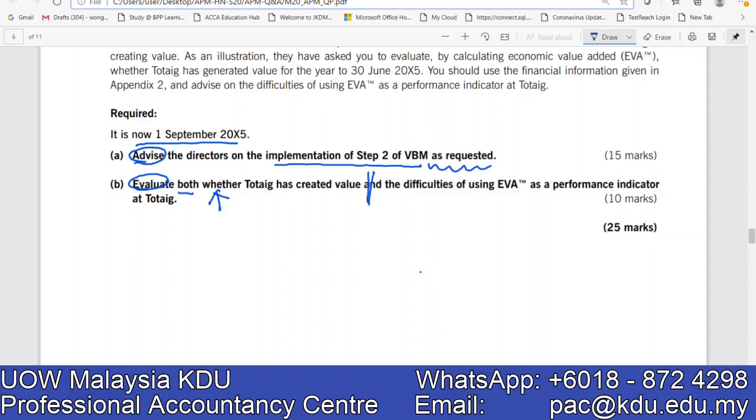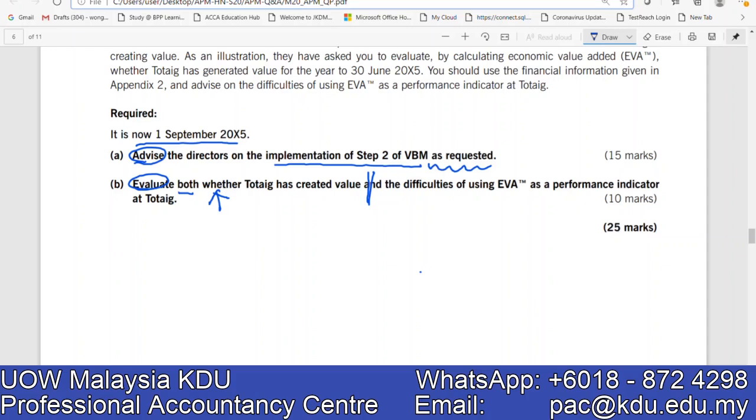Because I just say, when you see and, it means two tasks. The first task is here, whether T has created value. The two answers are, one, T has created value. The other answer is, T has not created value. Don't you think so? So I'm asking you, created or not created value? You're going to prove to me which side, with the evidence, most likely figures they have to calculate.